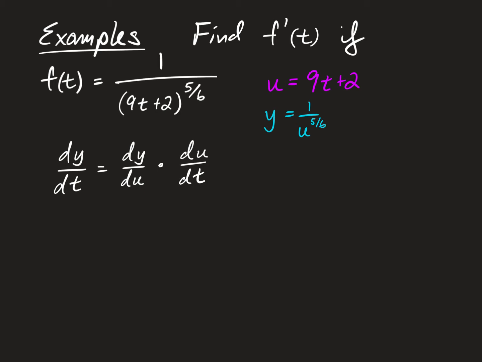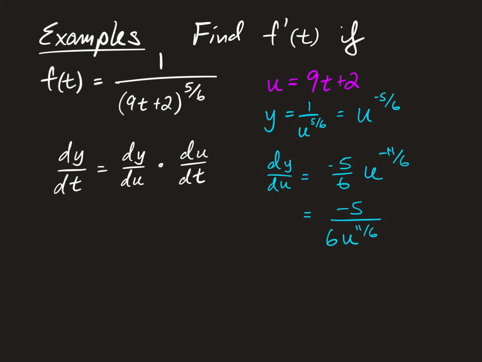All right, so let's take the derivative of y with respect to u, but first recognizing that this is u to the negative 5/6 power. Once you have that, you can see that dy du will be negative 5/6 u to the negative 11/6. And if you rewrite that, it's negative 5 over 6u to the 11/6. So there's our first part of the derivative.